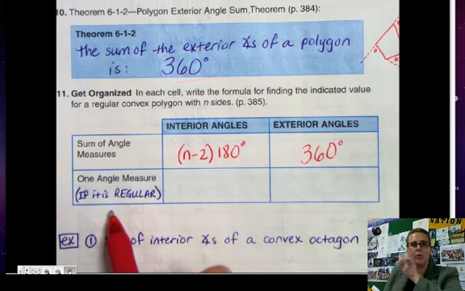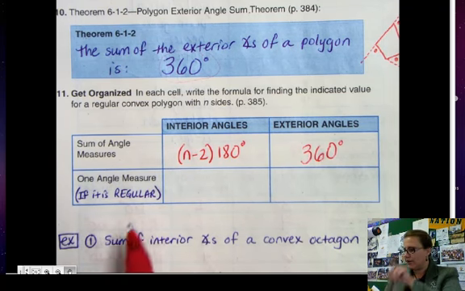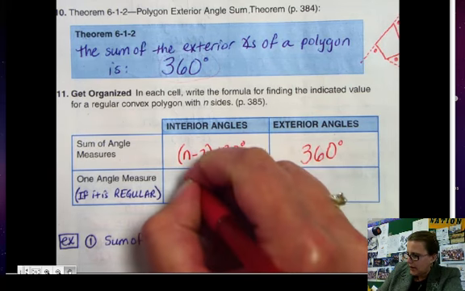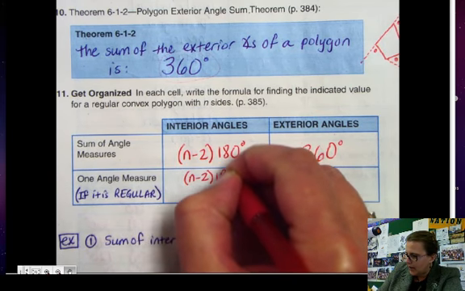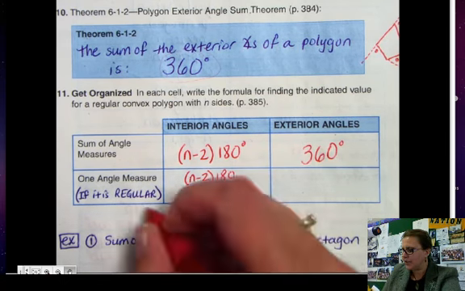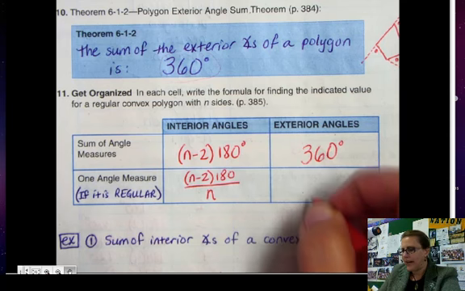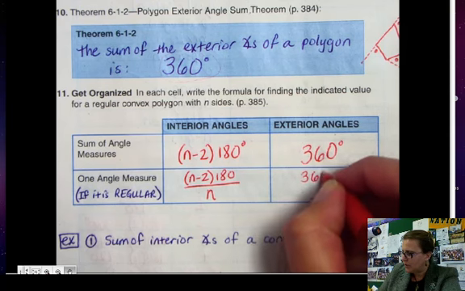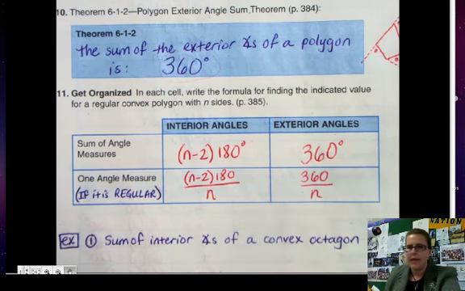Now, if you're trying to find one angle measure of a regular polygon, you take this sum, n minus 2 times 180, and you divide it by how many sides there are, which is your n. Okay? And that only works for regulars. And if you have a regular polygon and you're trying to find one of the exterior angles, you do the same thing. You do 360 divided by the number of sides, which is your n.